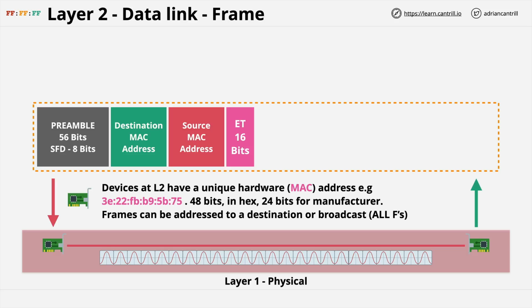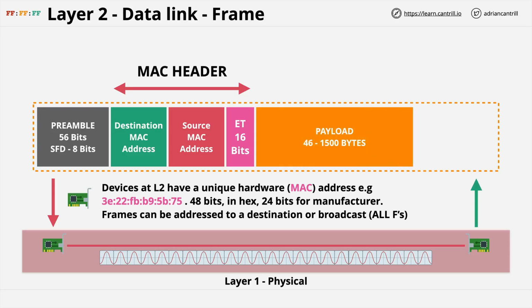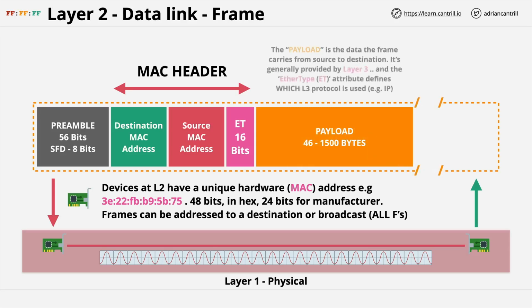Now these three fields are commonly known as the MAC header. They control the frame destination, they indicate the source and specify its function. After the header is the payload, and this is anywhere from 46 to 1500 bytes in size for standard frames. It contains the data that the frame is sending. The data is generally provided by the layer 3 protocol, and the protocol which is being used, as I just mentioned, is indicated within the ether type or ET field.